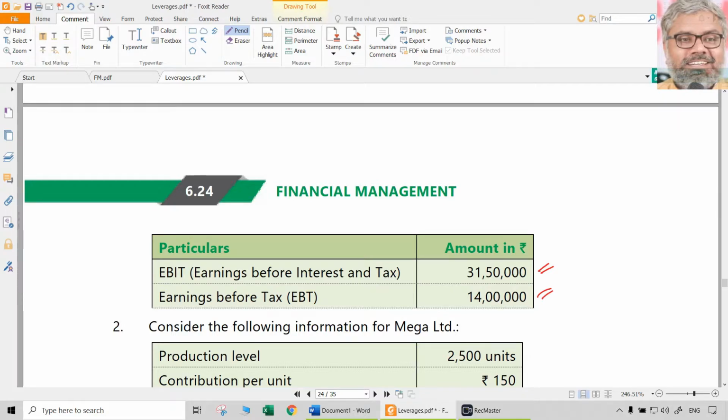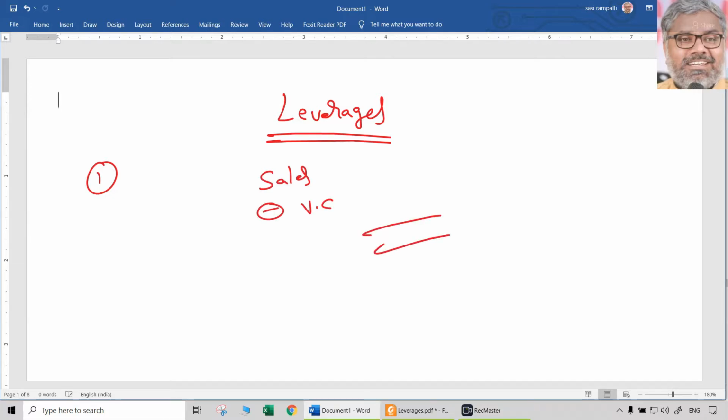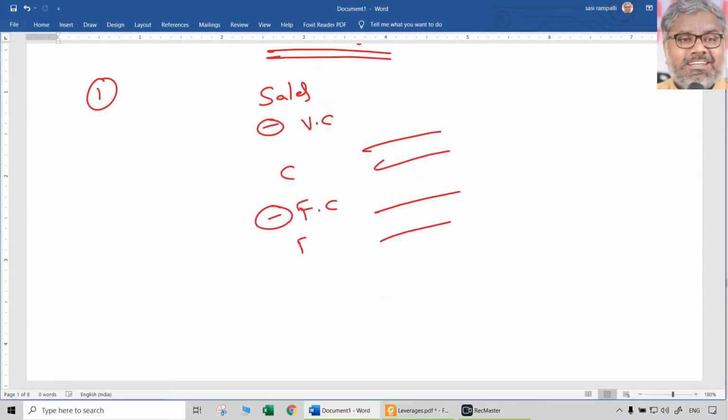You have to put that in the right format first of all, because we need one thing only, one full statement. If we can draw, wherever possible, with whatever data available, that will give us everything. So sales minus variable cost, that will give us contribution, minus fixed cost, that will give us EBIT, minus interest, that will give us EBT.